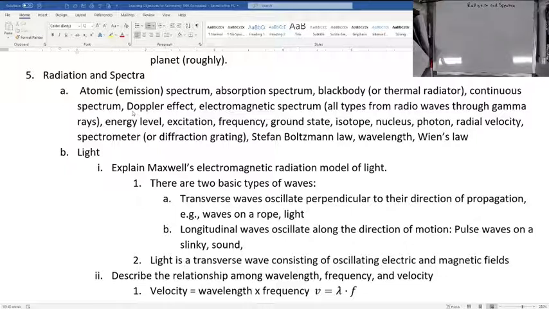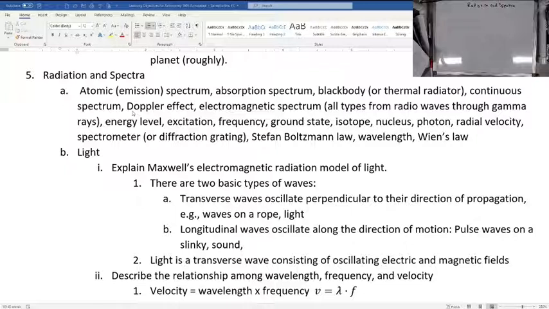That's all types of radiation, from radio waves through gamma rays. Energy levels, excitation, frequency, ground state, isotope, nucleus, photon, radial velocity, spectrometer, Stefan-Boltzmann law, wavelength, and Wien's law.